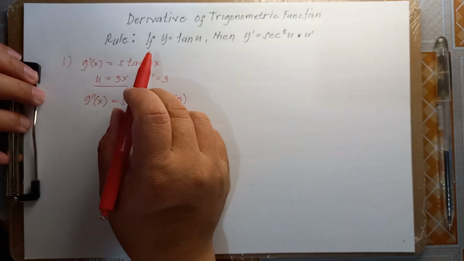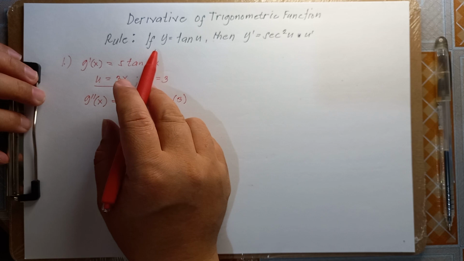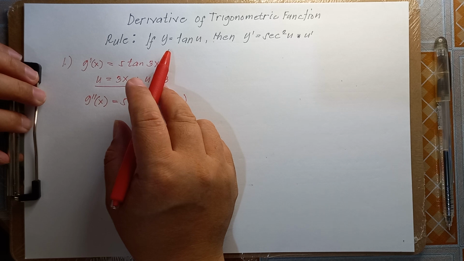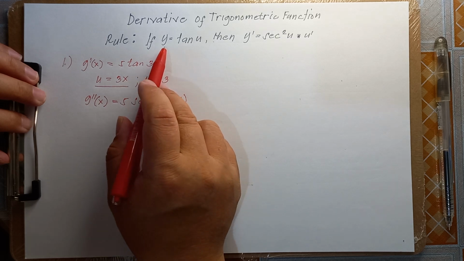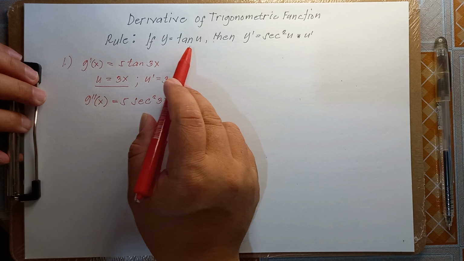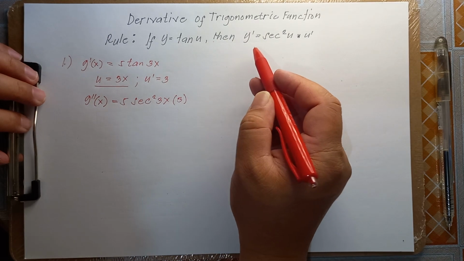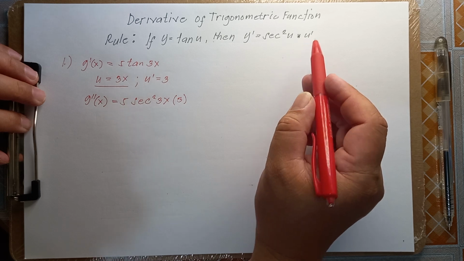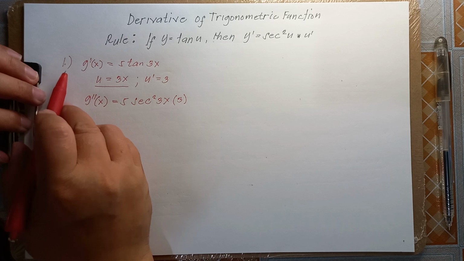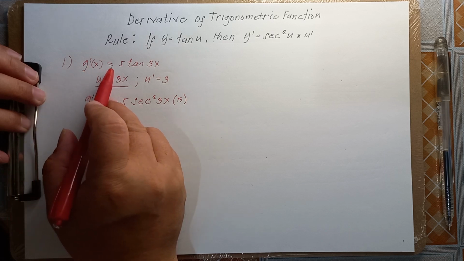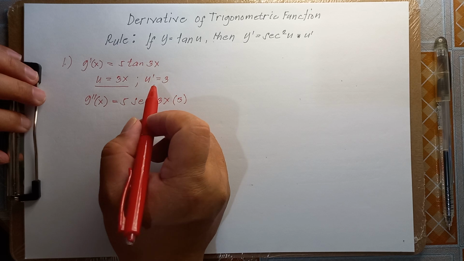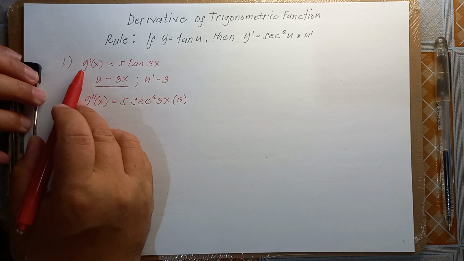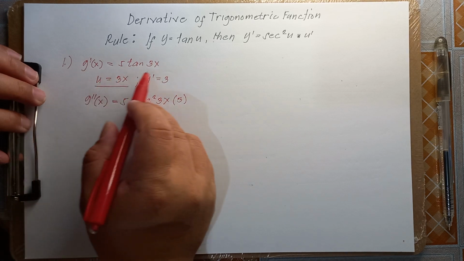Again, our focus here is to apply the trigonometric function, specifically the definition of the function tangent u. So if your function is defined to be tangent u, then its derivative is secant squared u multiplied by the derivative of u. For example, we have the problem g prime of x is equal to 5 tangent 3x. Now what is the second derivative of this? As you can see, this is the first derivative. What must be the second derivative?